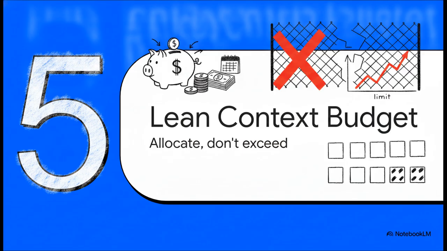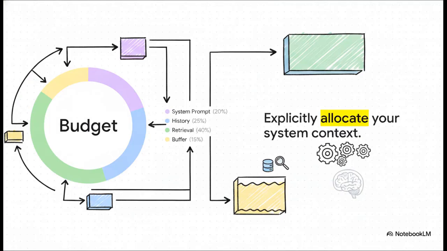Now for part 5, the lean context budget. Moving away from these anti-patterns means moving to a lean context architecture. You have to treat context as a strict budget. Remember, a limit is just something you try not to exceed. A budget is something you actively allocate. For a typical, highly streamlined enterprise workflow, you might allocate exactly 20% to the system prompt, 25% to history, 40% to retrieval, and keep a strict 15% buffer. Your exact numbers will vary, but the principle is universal. Every component gets an explicit piece of the pie.